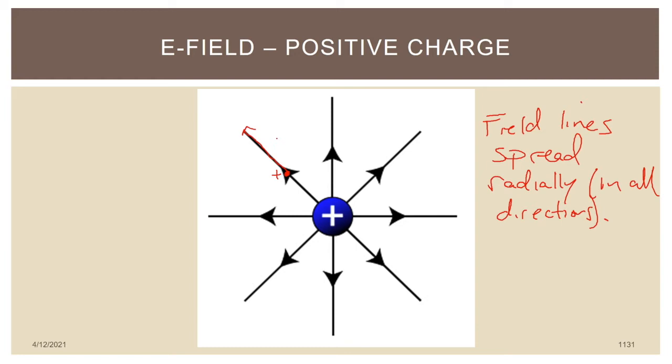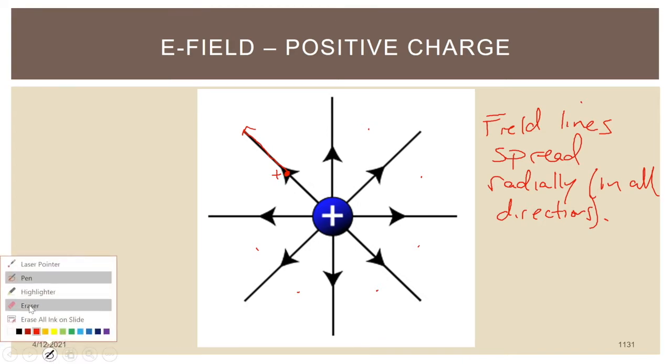And so that's why the arrows go away from a positive charge, because wherever you put a proton or any positive charge around this main positive charge here shown in blue, it's going to move outward. It's going to be repelled by the positive charge. And that's why the electric field spreads around like this. That is a very important point.